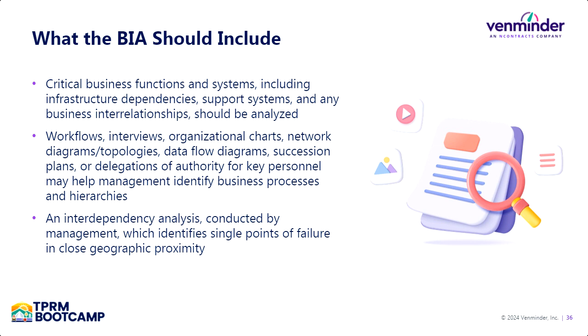So what should a BIA include? Critical business functions and systems, things like infrastructure dependencies, support systems, any type of business interrelationships need to be analyzed. Workflows, organizational charts, all of those things need to be reviewed as part of the BIA. And then an interdependency analysis conducted by management is going to identify single points of failure in close geographic proximity, which can help you proactively approach business continuity with your vendors.